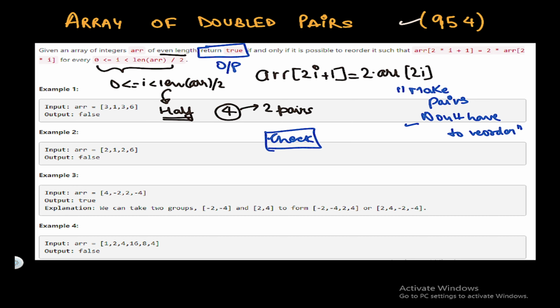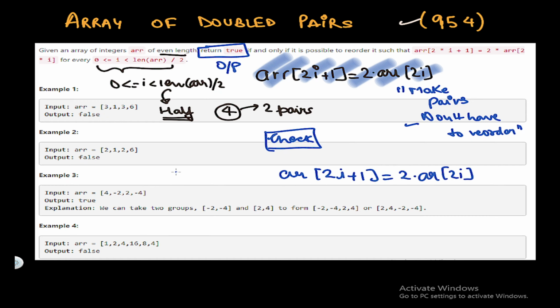Now let me just highlight this part. Try to think of this portion. What does this portion state? That array of 2i plus 1 should be equivalent to 2 times array of 2i. Okay, let us take an example. Let us say that i is equal to 0. So it would become array of 1 should be equivalent to 2 times array of 0, right?